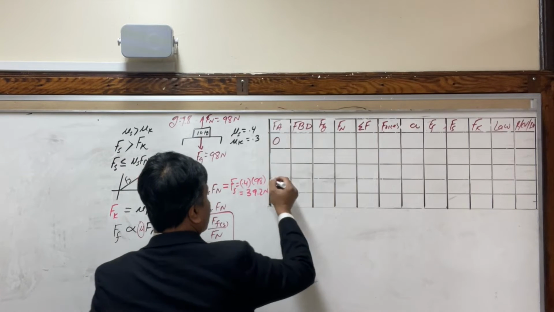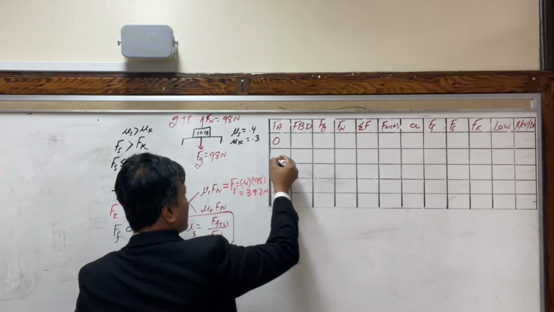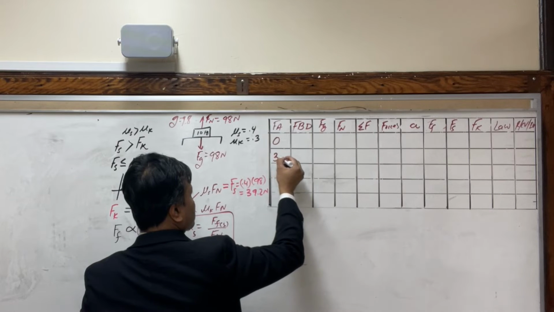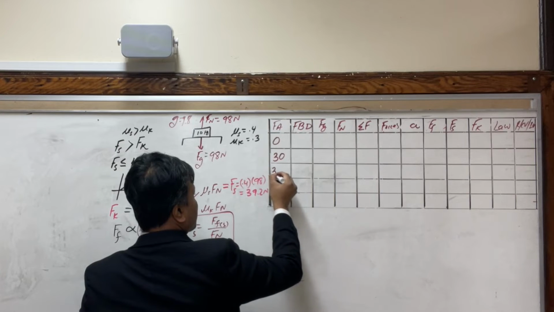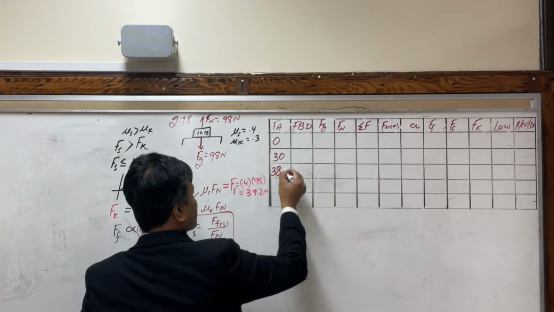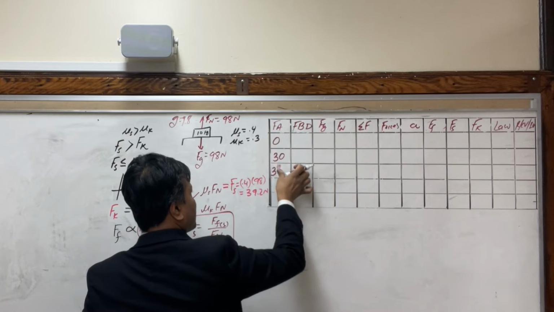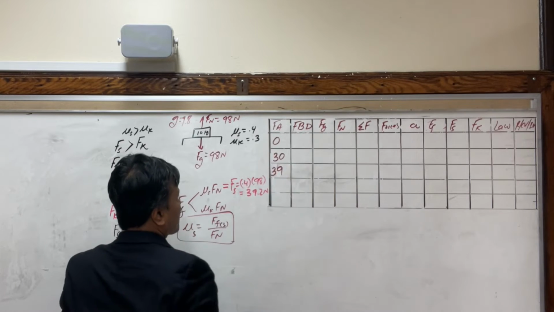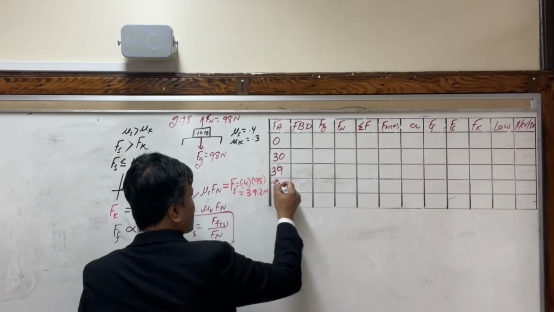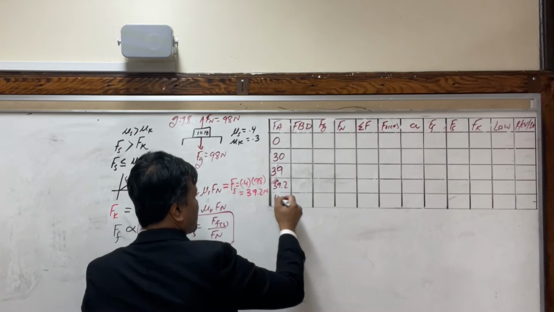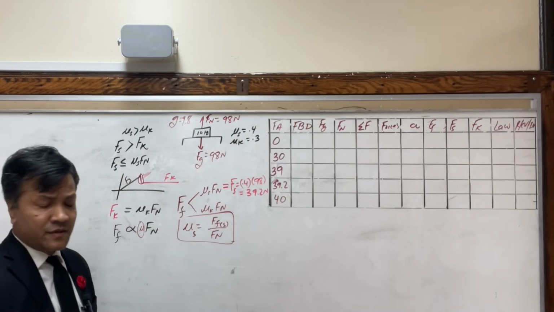First, we're going to try with 0 Newton. Then we're going to try with 30 Newton, maybe, then 38.39, then 39 Newton, then 39.2 Newton, and then 40 Newton. All right, so let's start with 0 Newton.